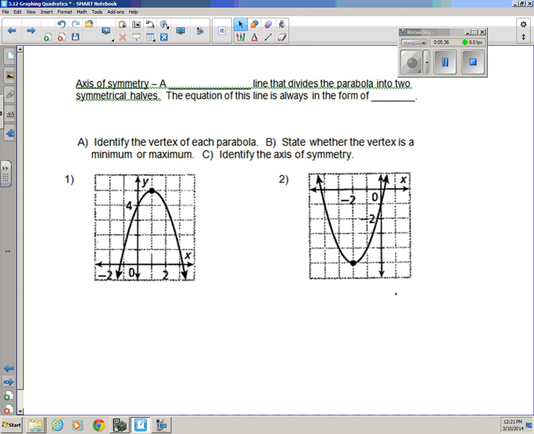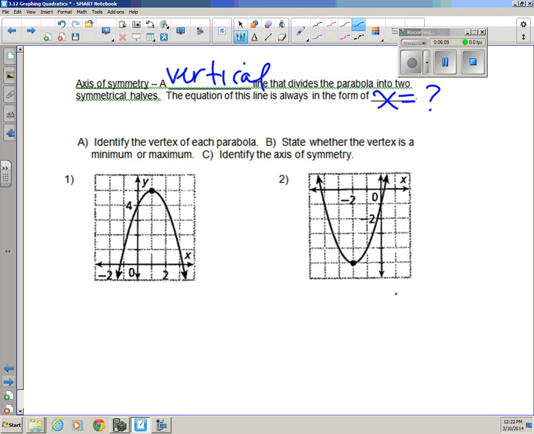Okay, so then there's something that's called the axis of symmetry. And the axis of symmetry is a vertical line that divides the parabola into two symmetrical halves. It's a vertical line. The equation of this line, and we've talked about lazy lines and excited lines, and vertical lines are excited lines, is always going to be in the form of x equals something. Okay, axis of symmetry is an equation, it's a line, x equals something.